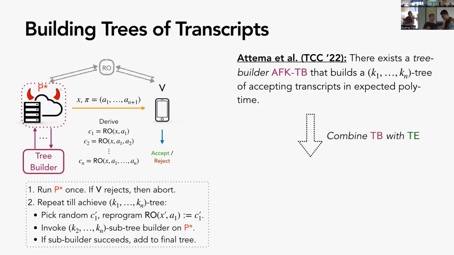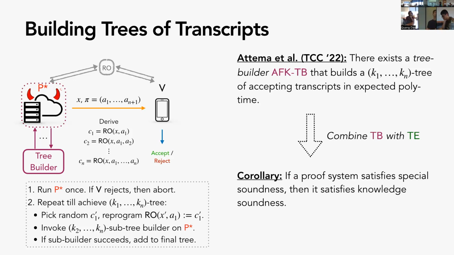So given this lemma, we now can see that special soundness implies knowledge soundness. And this is because first you use the tree builder to build the tree, and then you use the tree extractor to extract the witness. So far, so good.